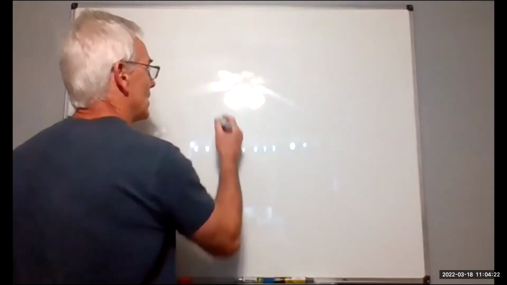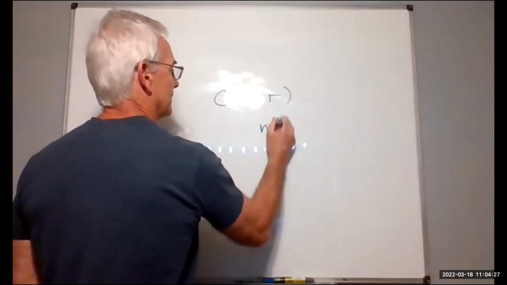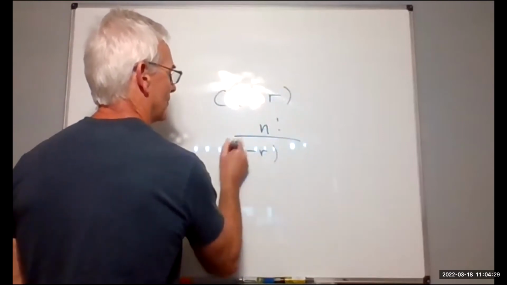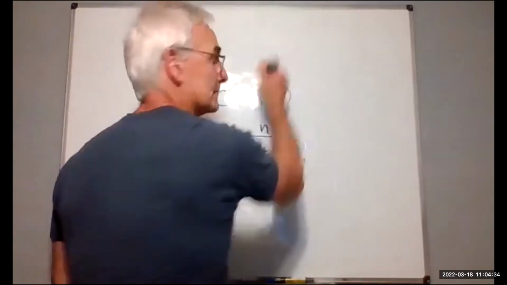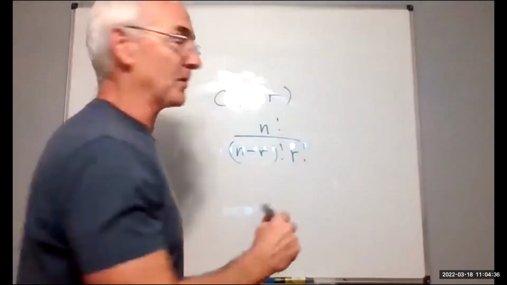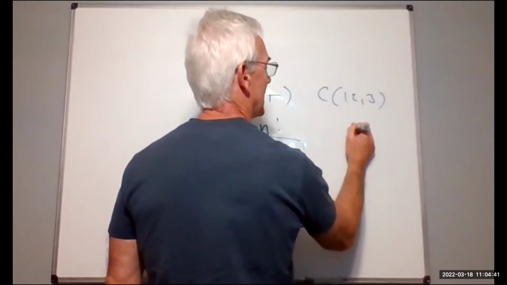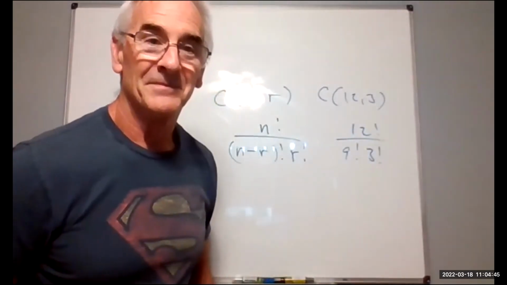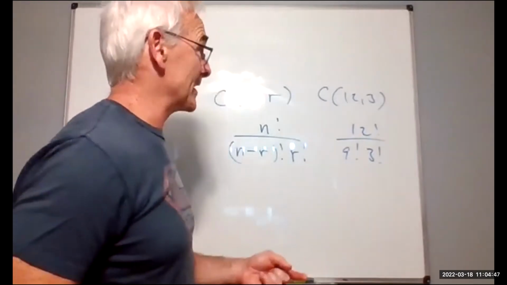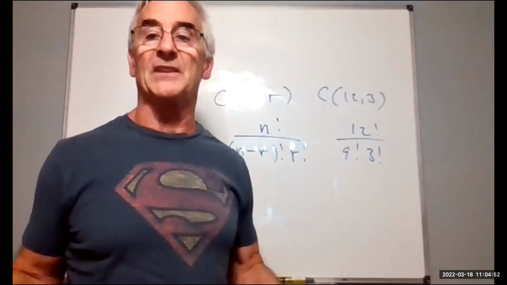And remember, the formula for combination n choose r is n factorial over n minus r factorial times r factorial. Okay, you know the formula. So in the statement 12 choose 3, isn't my denominator 9 factorial, 3 factorial? And in the statement 12 choose 9, my denominator is also 9 factorial, 3 factorial. So that's why they are the exact same number.